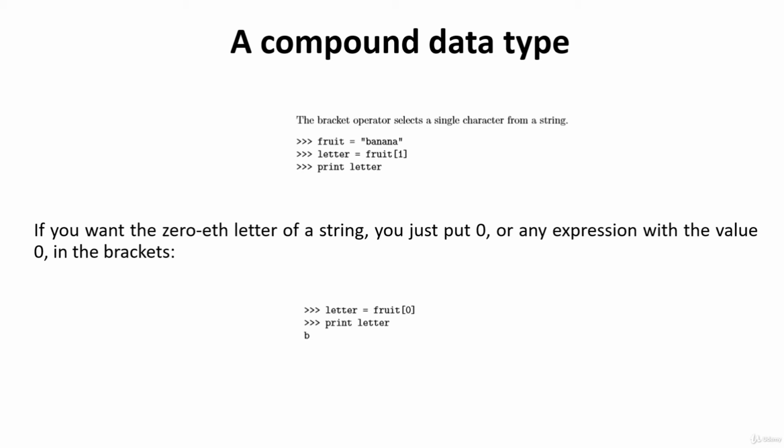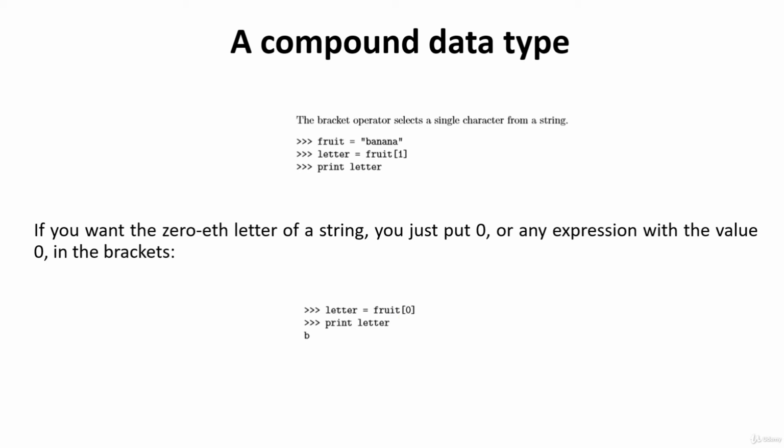For previous reasons, computer scientists always start counting from 0. The 0th letter is b, the 0th letter of "banana" is B. The first letter [1] is a, and the second letter is n. If you want the 0th letter of a string, you just put 0, or any expression with the value 0, in the brackets.